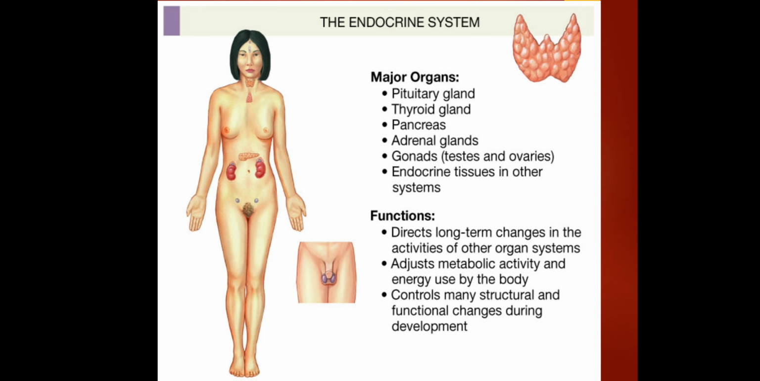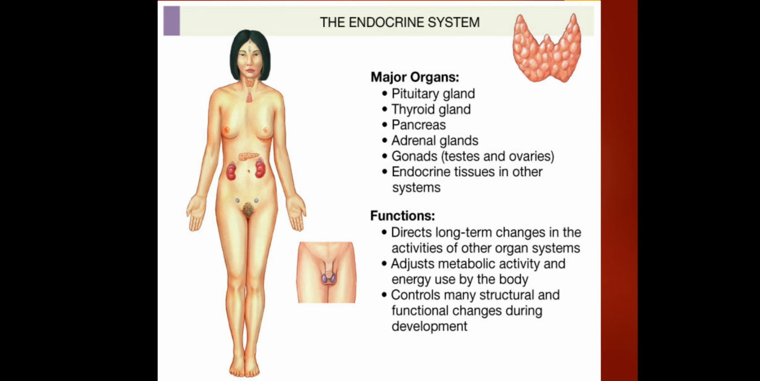The function of it is to direct long-term changes in the activities of other organ systems, adjust metabolic activity and energy used by the body, and control many structural and functional changes during development. Aside from that, the endocrine system also focuses on providing communication within the body via hormones, and here comes the direct long-term change in other organ systems to maintain homeostasis. So that is the major function, or the simplest way of defining the endocrine system.